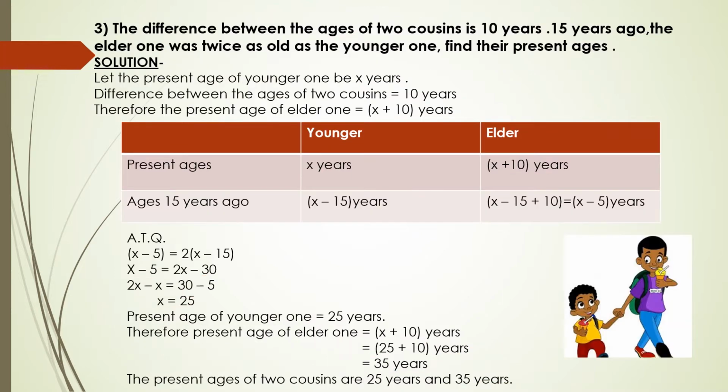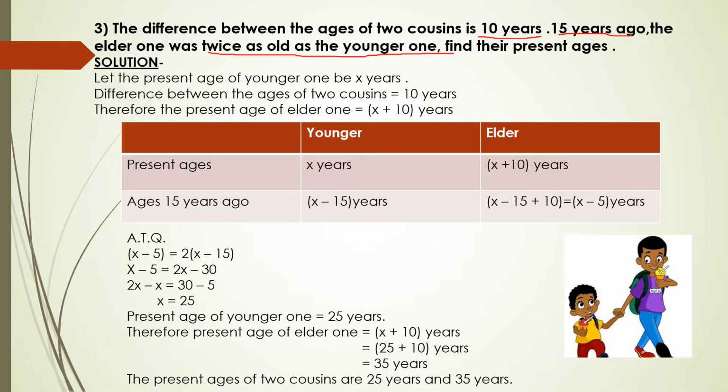Coming to the next interesting question. The difference between the ages of two cousins is 10 years. 15 years ago, the elder one was twice as old as the younger one. Find their present ages. See, you can see in the picture two cousins, one is younger and one is elder. Fine.